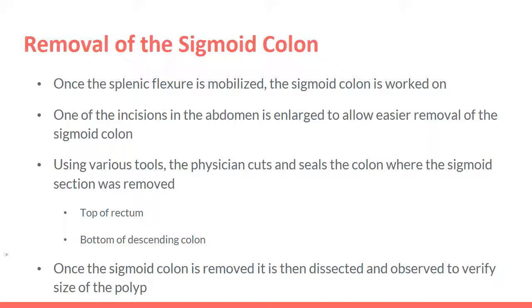Once the abdomen is prepared and the splenic flexure mobilized, the physician then removes the sigmoid colon. Using a specialized stapler, they cut and seal the colon on both ends of the sigmoid section, which are the end of the descending colon and the top of the rectum. Once it is removed, the sigmoid colon is taken to a separate table and dissected and observed to verify the size of the polyp.